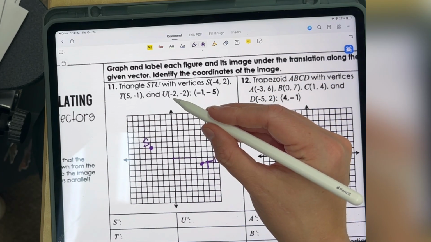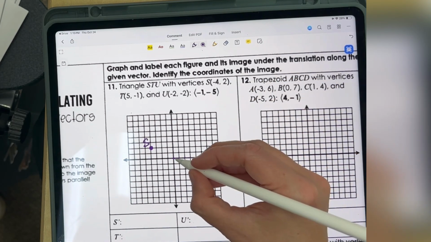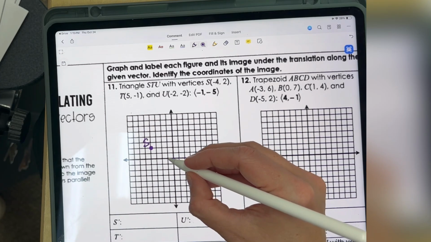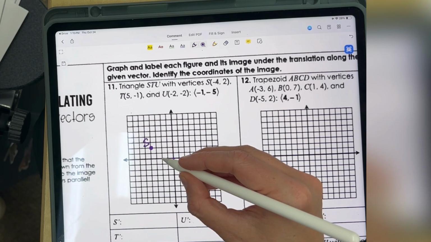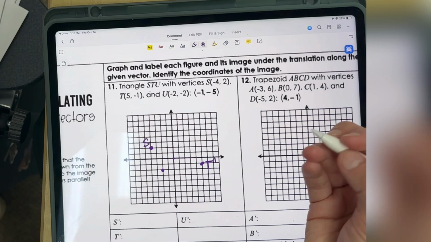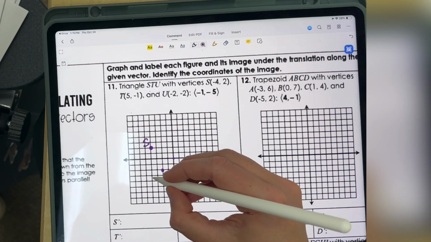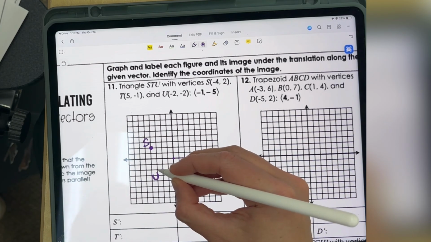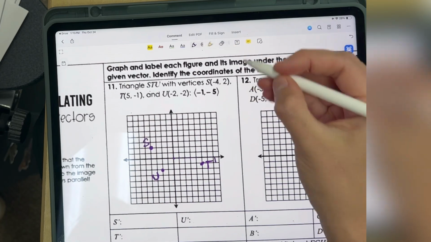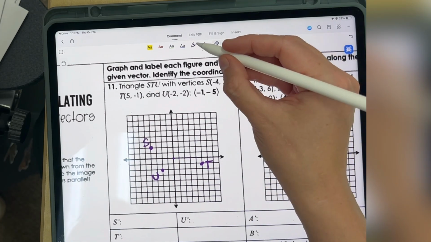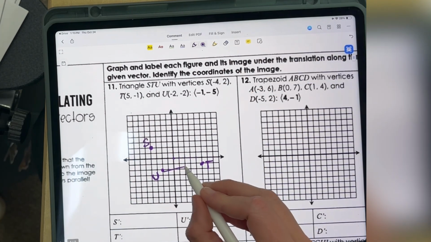Lastly, we have U. U is at (-2, -2). So starting at the origin, that means go 2 to the left, so 1, 2, down 1, 2. Okay, and there is our next point, and that is U. Oh, on this one I wrote prime, but it's not supposed to be prime. If I was there, I'm sure you guys would yell at me. All right.